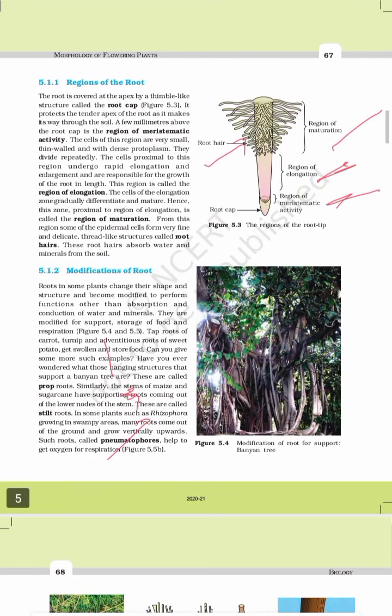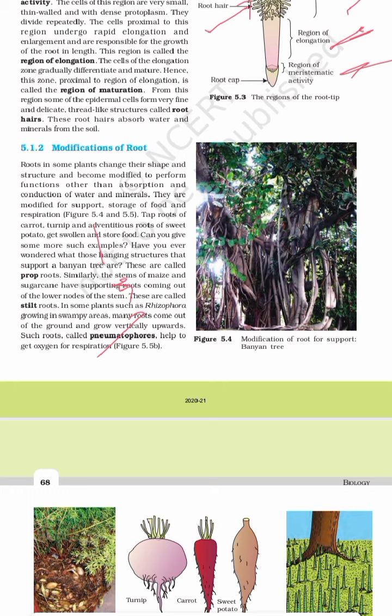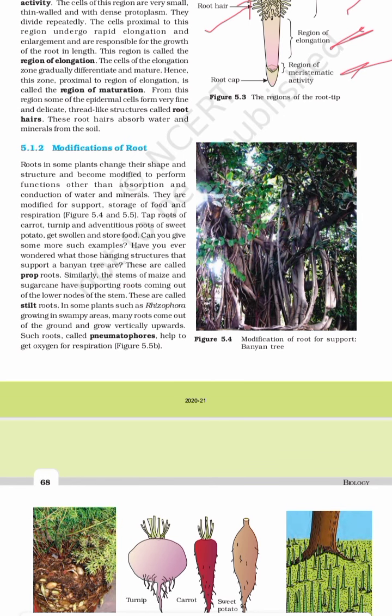Next is how the modification of root takes place. See, roots change their shape and structure according to the function they need, right? For example, the first function, as I have told you, was absorption and conduction of water and minerals. It is the primary function of all roots. Every root does this, right? So every root does the absorption and the conduction of water and minerals, but sometimes it does the function of support, storage and respiration. Three things we are going to do. So support, storage and respiration. So let us start with the first one.